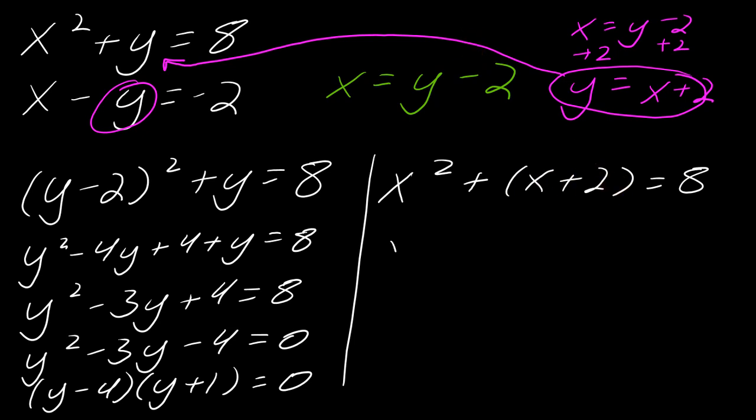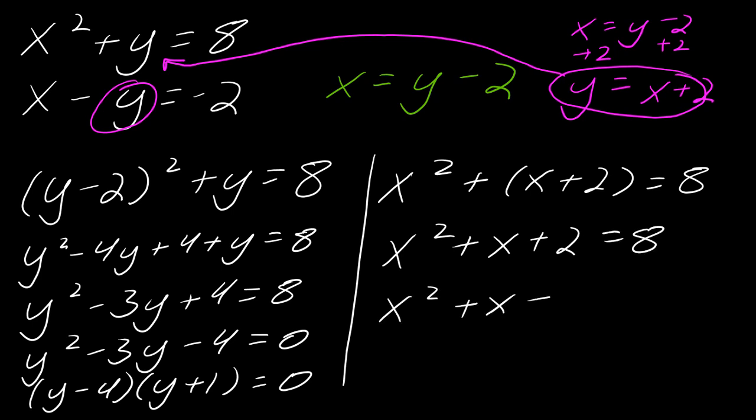Well, now I have x squared plus x plus 2 equals 8. So I just need to subtract the 8. So I have x squared plus x minus 6 equals 0. So I think that this side was easier, right? So technically x was the easier variable to solve for.